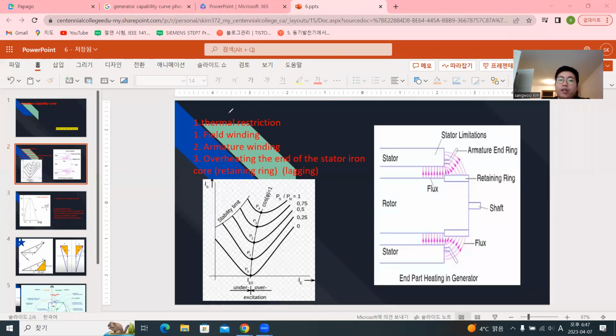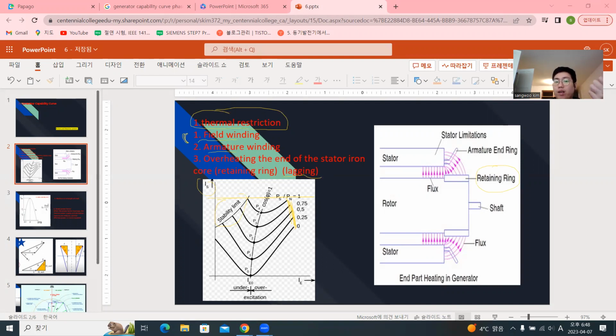So first, there are thermal restrictions: field winding and armature winding. Look at it here. As you can see, here is the field limit, and here is the armature limit. The armature also has a restriction here. Because it's winding, it has a limitation for heating. And here is what I called the stability limit, because of the retaining ring when the current is lagging. I will tell you about it later, okay?